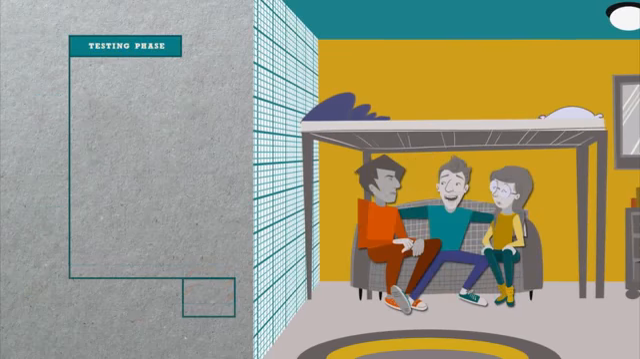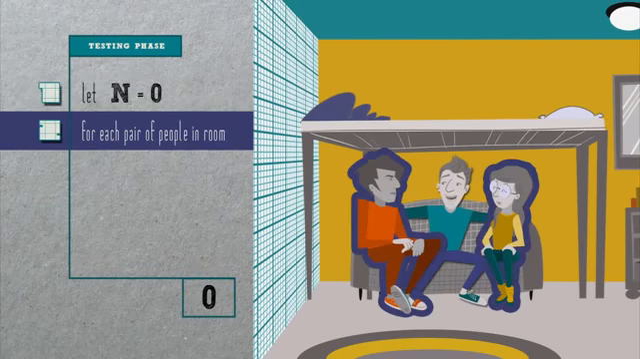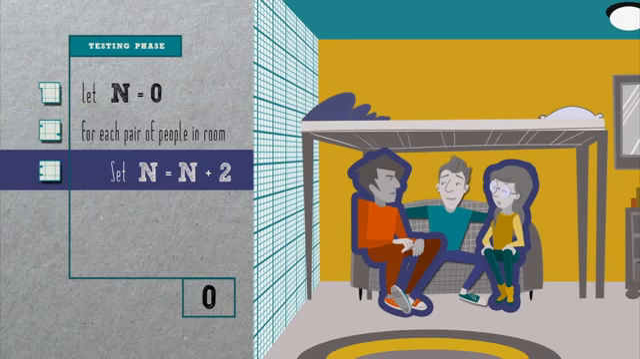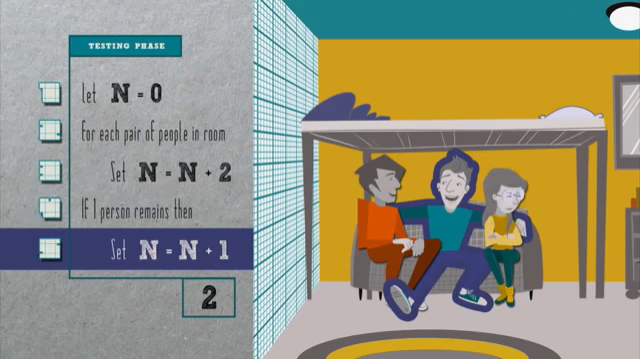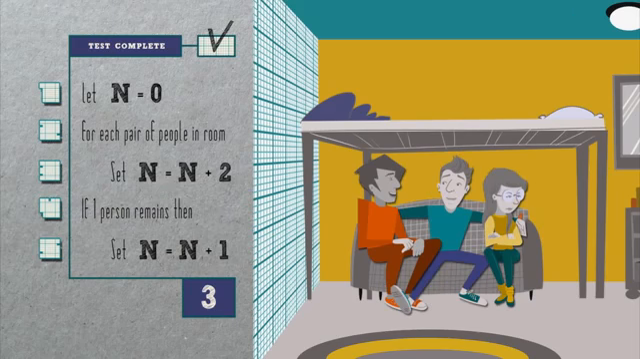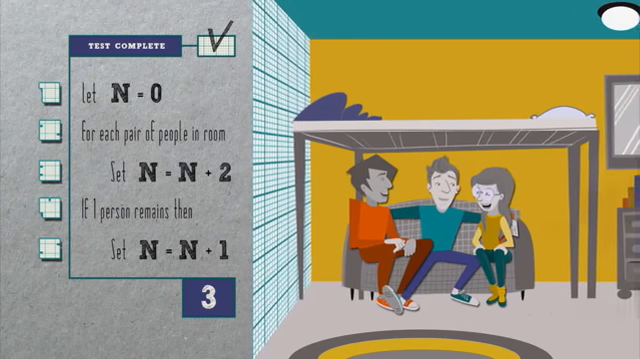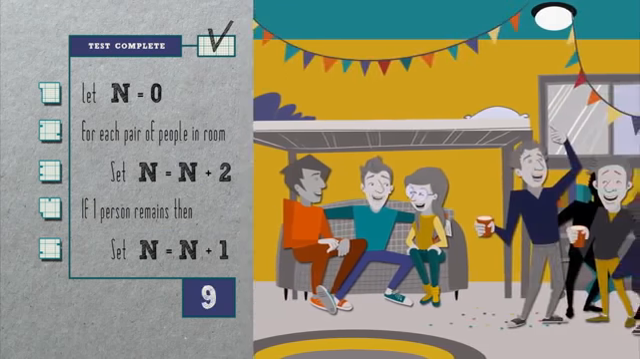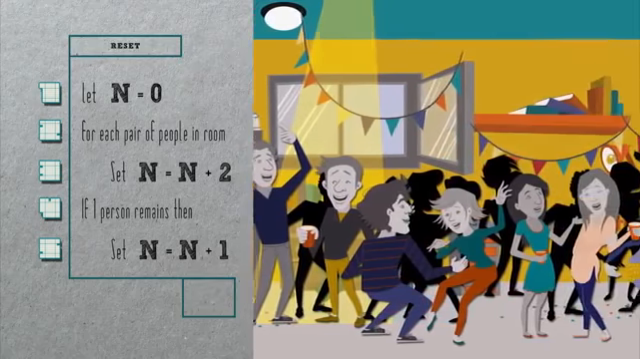Let's redress with some new pseudocode. Let n equal 0. For each pair of people in room, set n equal to n plus 2. If one person remains unpaired, set n equal to n plus 1. To solve this particular problem, we've introduced in line 4 a condition, otherwise known as a branch, that only executes if there's one person we could not pair with another. And so now, whether there's 1 or 3 or any odd number of people in the room, this algorithm will now count them.